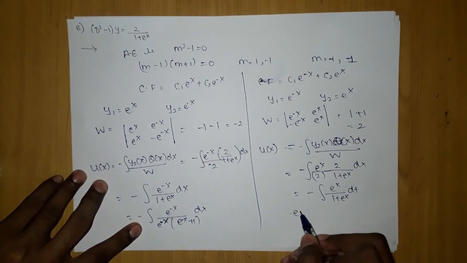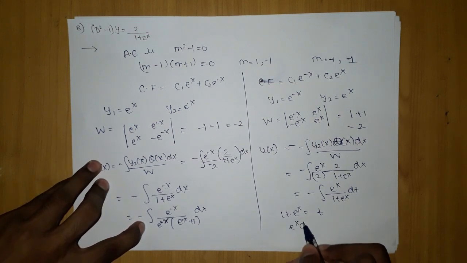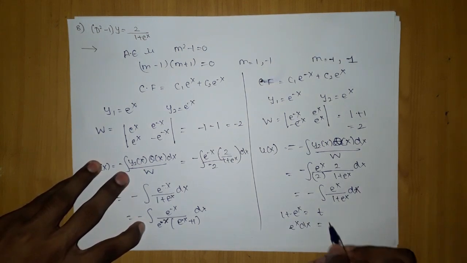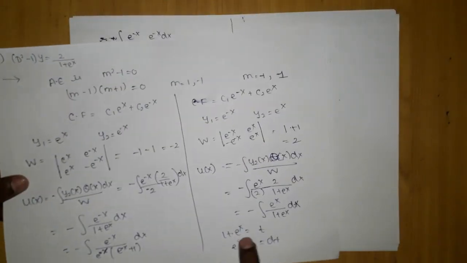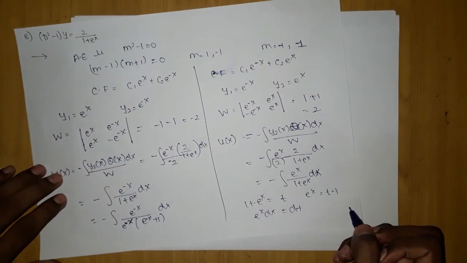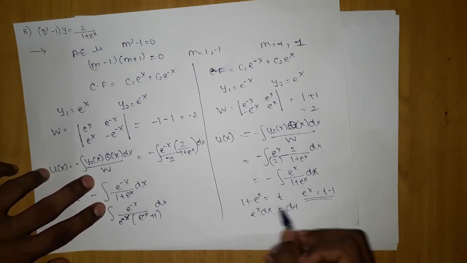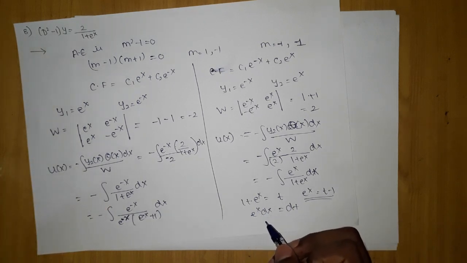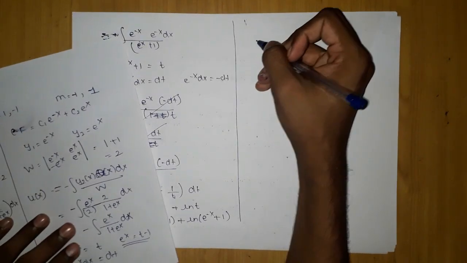So here, if you take 1 plus e to the power x as t, then your job will be reduced, e to the power x dx will be dt. So you can easily see how you are getting your answer, and then e to the power x you will substitute as t minus 1. But why will you do that? Because you can clearly see that this whole thing is becoming nothing but dt. So there is no need of substituting e to the power x or doing something like that.